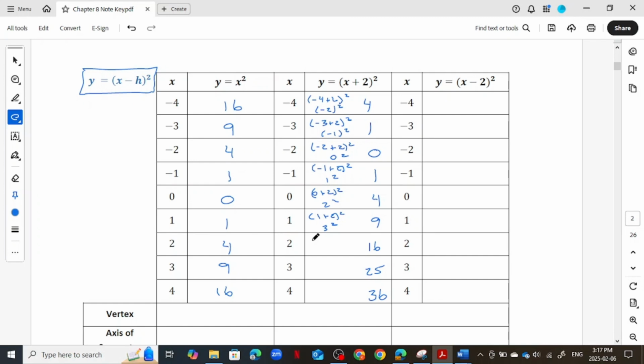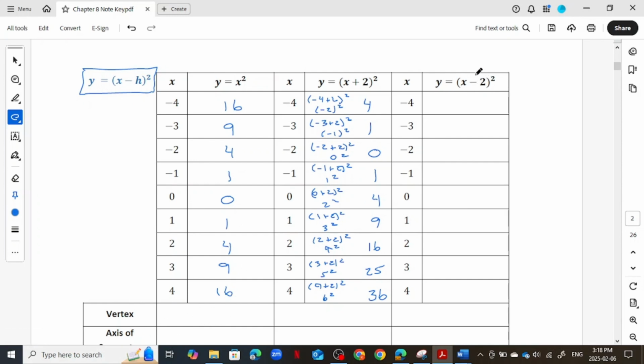Let's check it. When I plug in 2, I've got 2 plus 2 all squared, which gives me 4 squared, which is 16. This is going to give me 3 plus 2 all squared, which is 5 squared, which is 25. This is going to give me 4 plus 2 all squared, which gives me 6 squared, which is 36. Interesting. So let's keep going. Let's do this other column, and then we're going to graph them and determine the vertex, axis of symmetry, and so on and so forth.